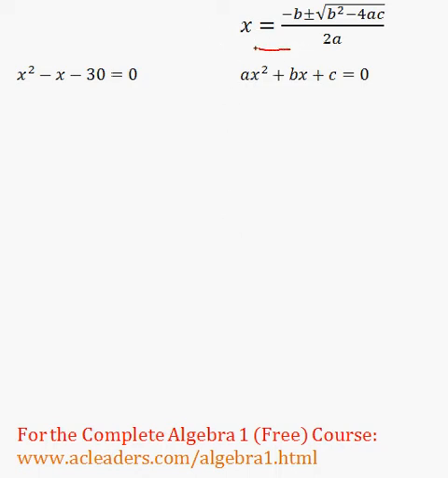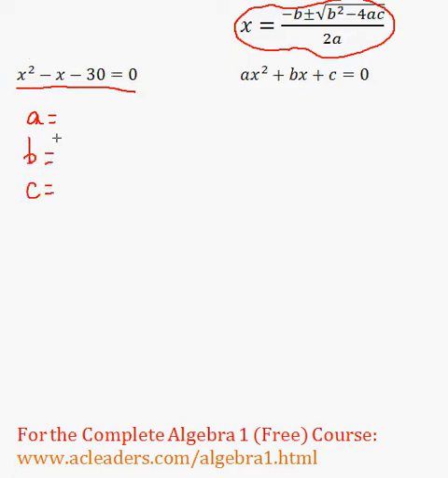Okay, let's use the quadratic formula as seen over here to solve this brilliant equation, x squared minus x minus 30 equals 0. So right away we are going to identify the a, the b, and the c for our function.